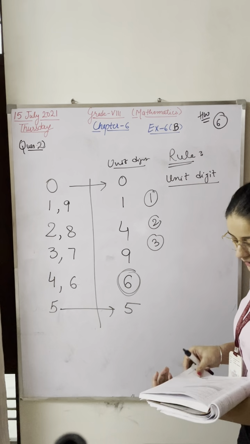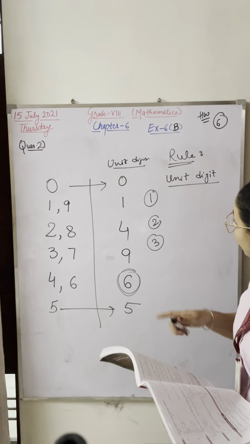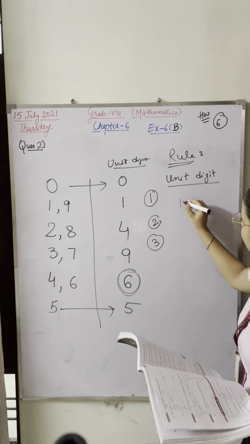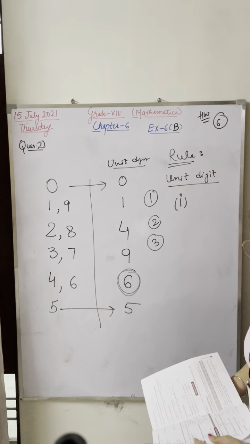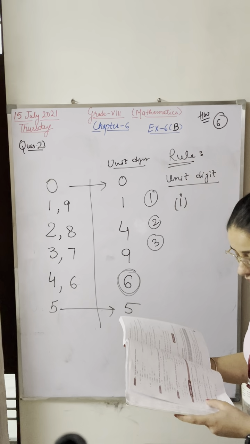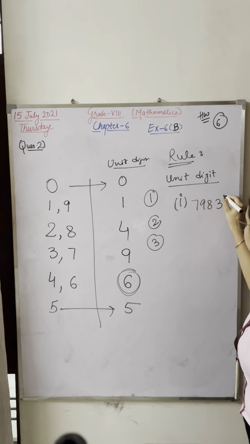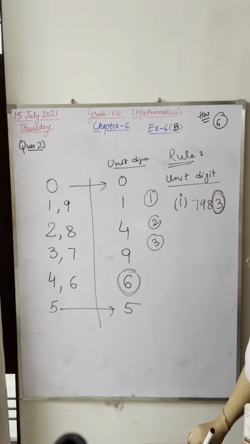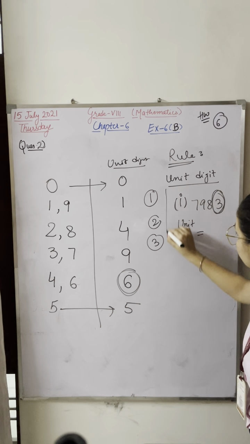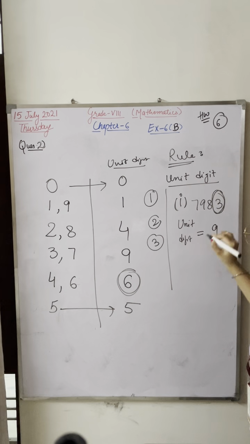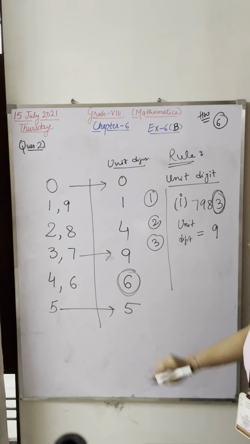Sure? Okay. Now I'm asking you questions. Please tell me, everyone. Question 2, answer of first part: 7583. What will be the unit digit of this number? The last digit is 3. So the unit digit will be 9. Very good, all are giving the correct answer. If the last digit is 3, the unit digit will be 9.